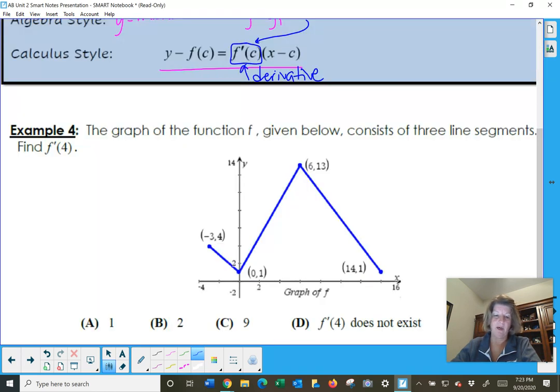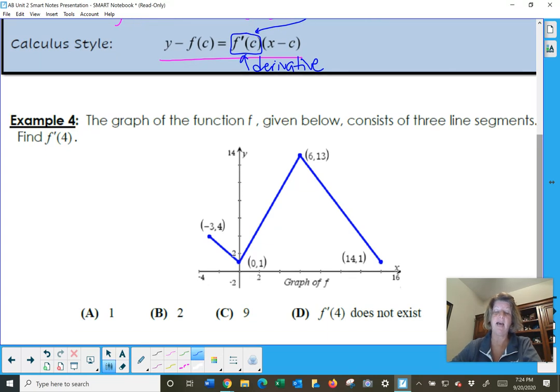So, example 4. The graph of the function f given below consists of 3 line segments. Find f prime of 4. Okay, so I need to count out 1, 2, 3, 4. At 4, and then let's do a vertical line upwards. Doesn't look like I have a line tool offered on this. You know what? I'm off because this is counting by twos. I didn't look at my scale first. Okay, so right there is 4.